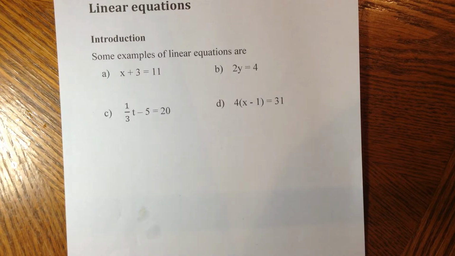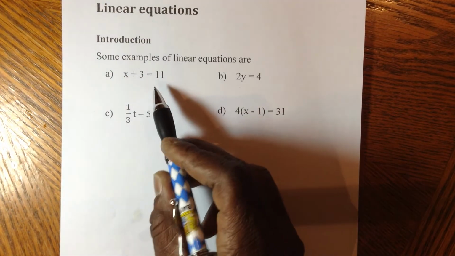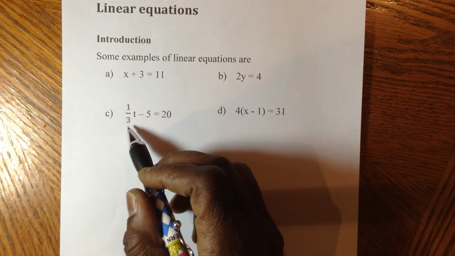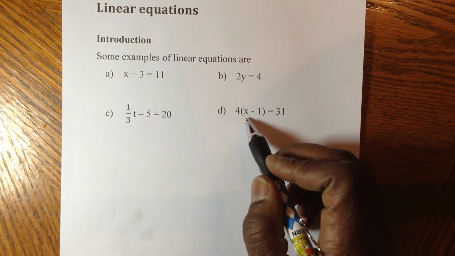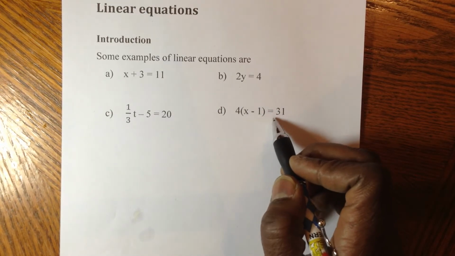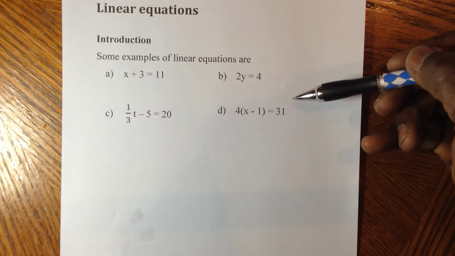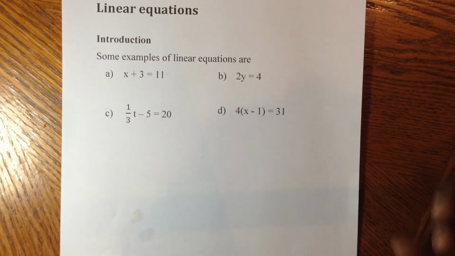Introduction. Some examples of linear equations are x + 3 = 11, 2y = 4, 1/3 t − 5 = 20, 4(x − 1) = 31. Now if you study these examples, you have an idea of what linear equations are. So look at the 4 examples below and then try the questions in activity 1.